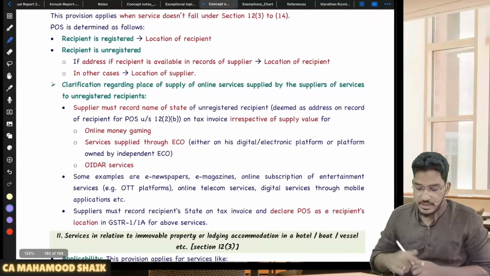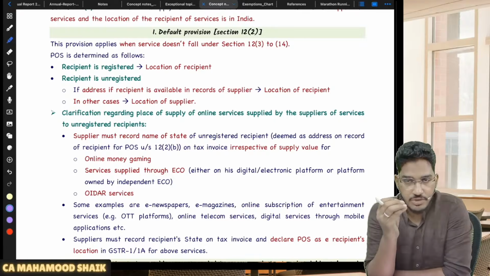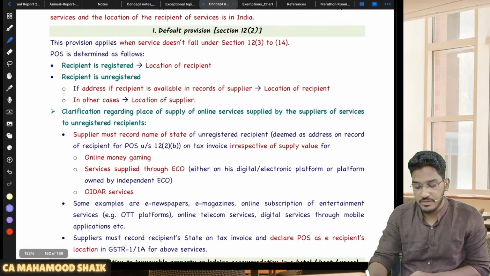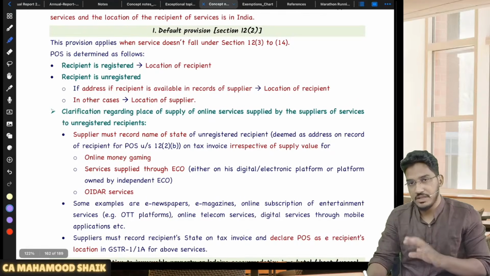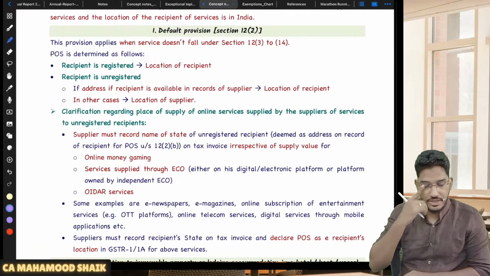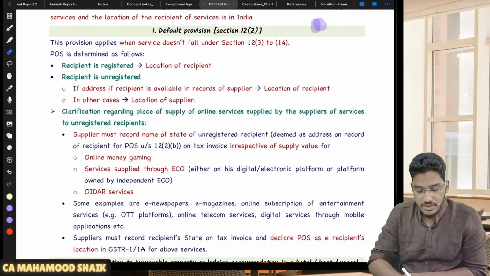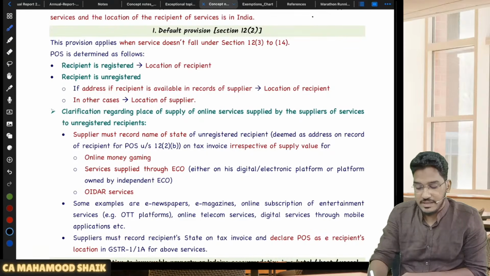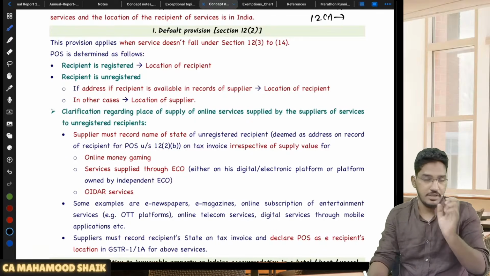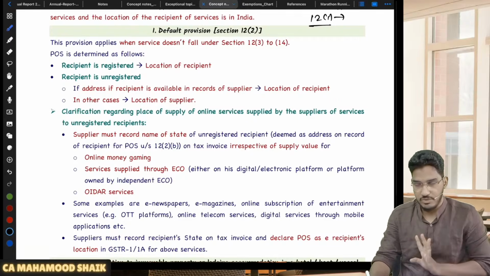So we'll try to do this. Section 12. If you understand the structure of section 12 of the IGST Act, it talks about how to determine the place of supply in case of supply of services where the location of the supplier and the location of the recipient both are in India. That will be covered under section 12. So 12 subsection 1 says applicability: whenever there is a supply of service where the location of the supplier and the location of the recipient both are in India, then you follow section 12.